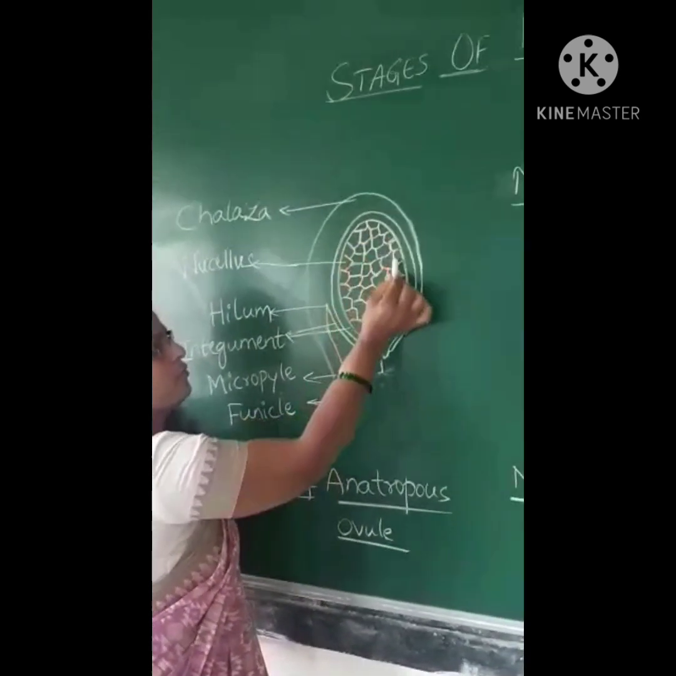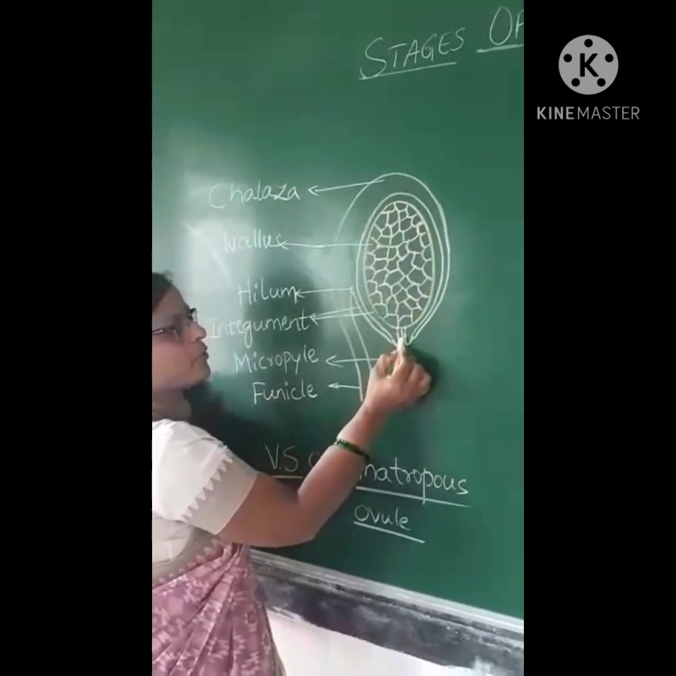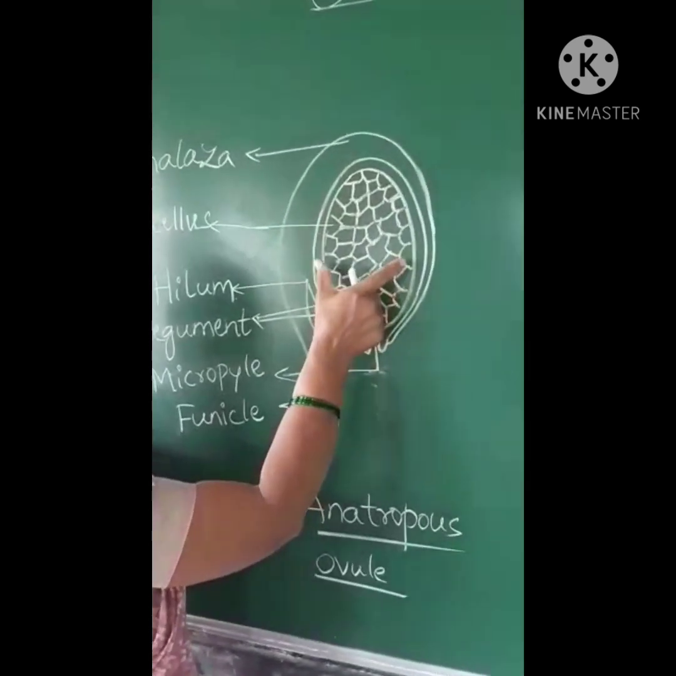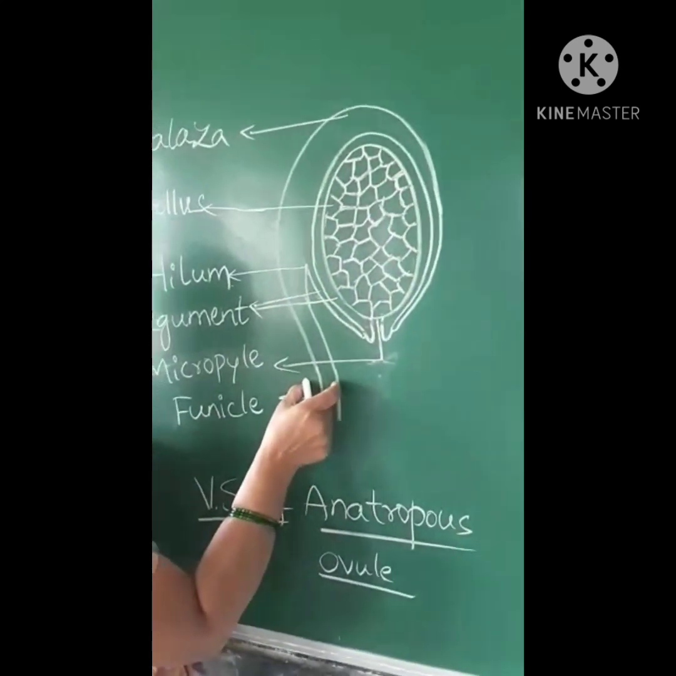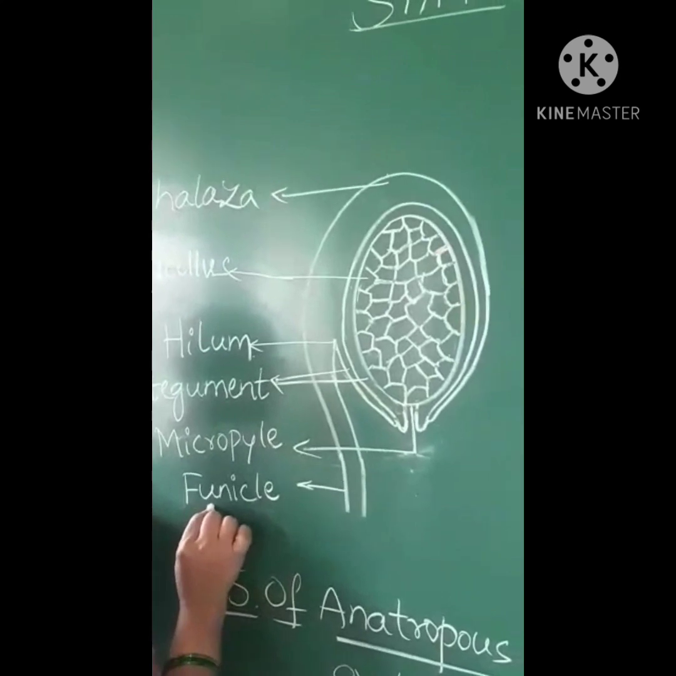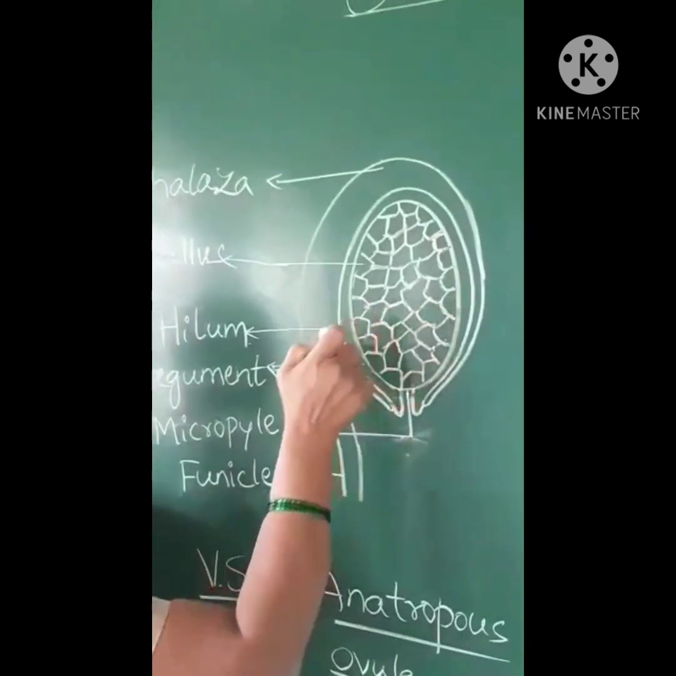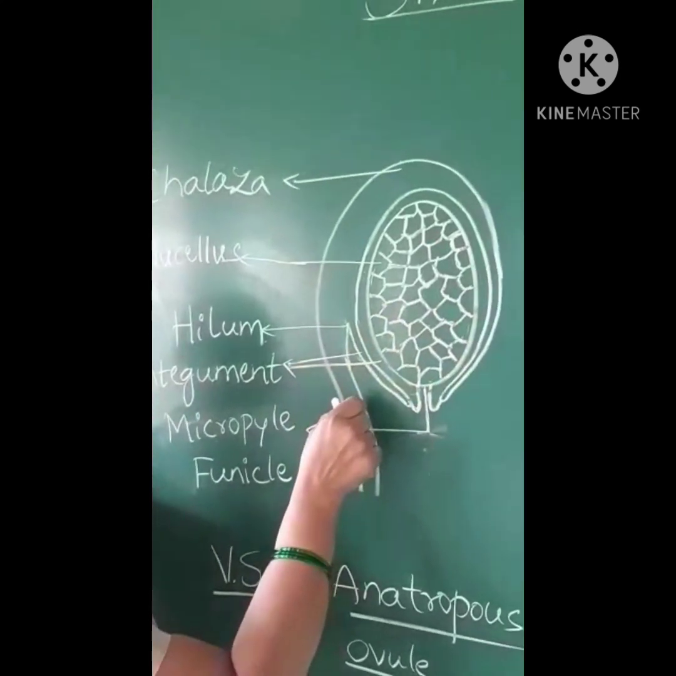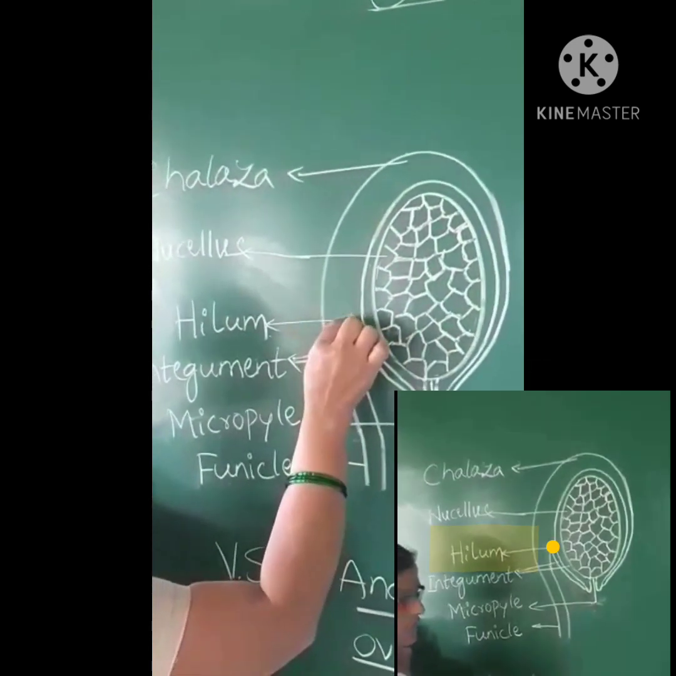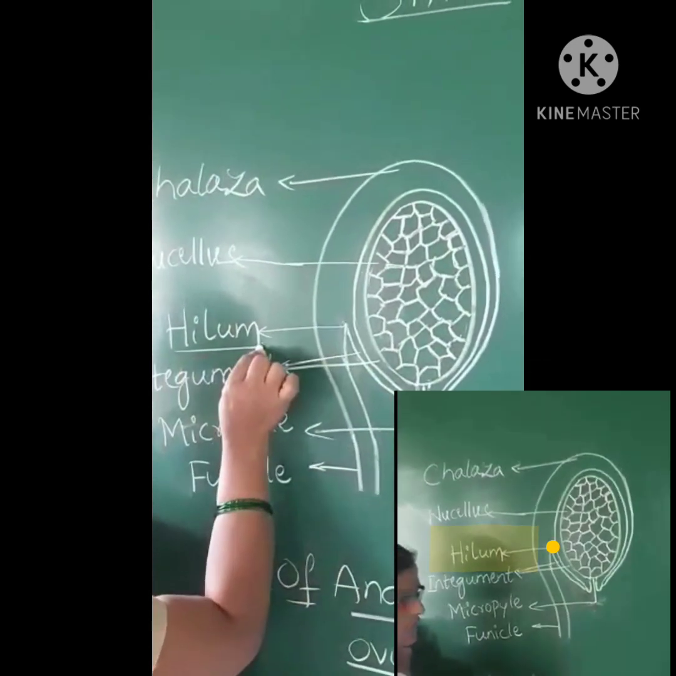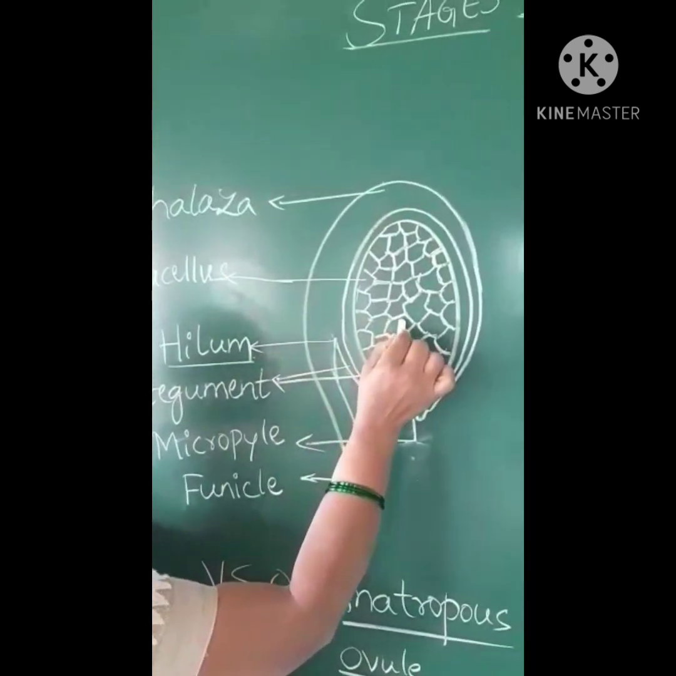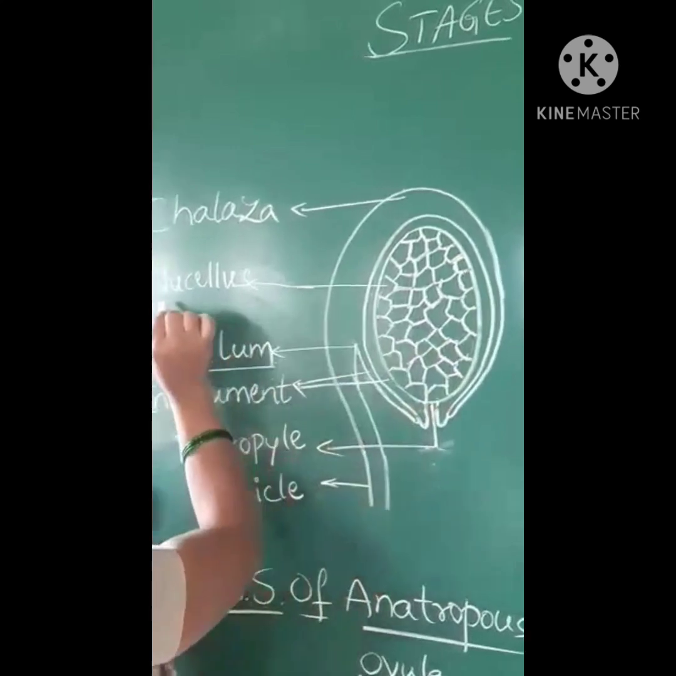This body of ovule is covered by the protective layers called integument. This body is attached with a stalk, and that stalk is called funicle. The body of ovule and funicle both get attached at one point, and this is called hilum. Now in this body of the ovule, you will find a tissue called nucellus.